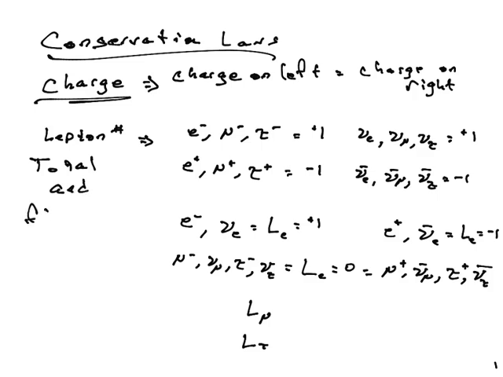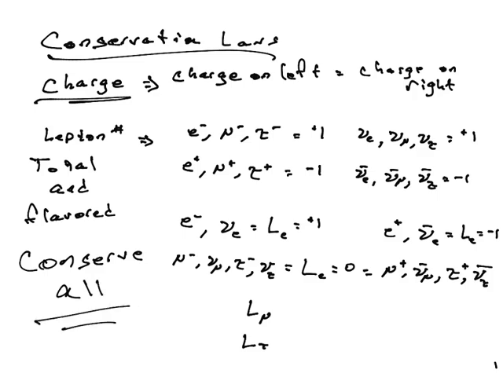and the flavored ones, or the generational ones, or the family ones. Total lepton number has to be conserved, and on top of that, the specific lepton numbers also have to be conserved. So you need to conserve both, or all of them, individually. Conserve the total, conserve the electron ones, conserve the mu ones, and conserve the tau ones. Each individually, all must be conserved for this conservation law to be true.